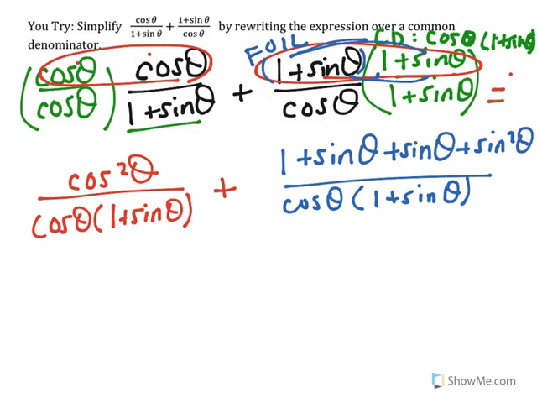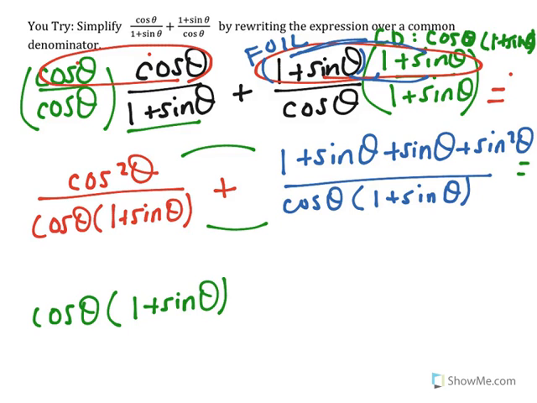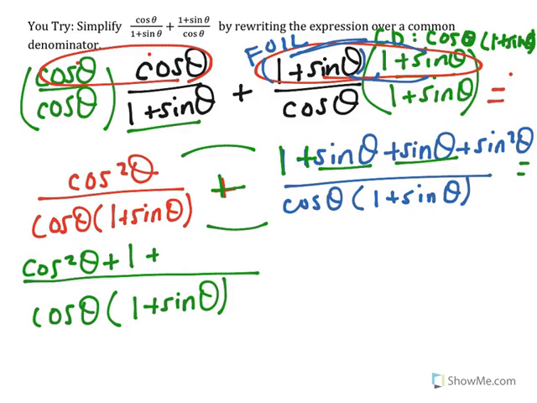So after this step, what did we do? Remember, we cleaned up the top, and we combined everything over our one denominator. So our denominator is cosine times 1 plus sine, and we're going to combine everything. So what are we going to have up top? Our cosine squared. We are adding, so plus 1 plus sine of theta, and sine of theta is 2 sine of theta, plus sine squared.